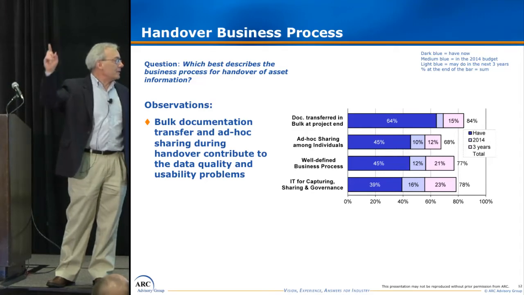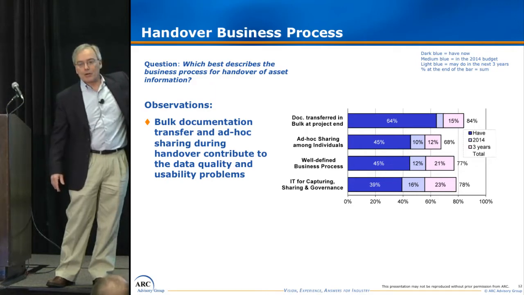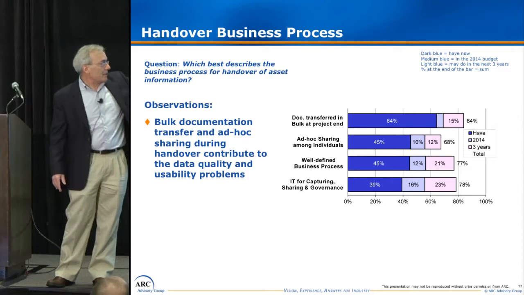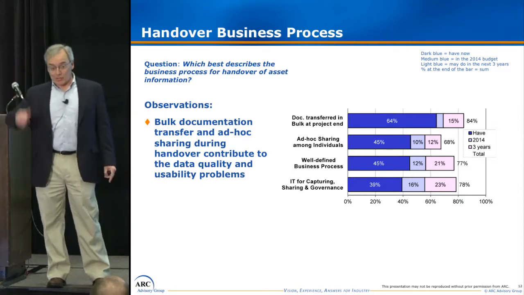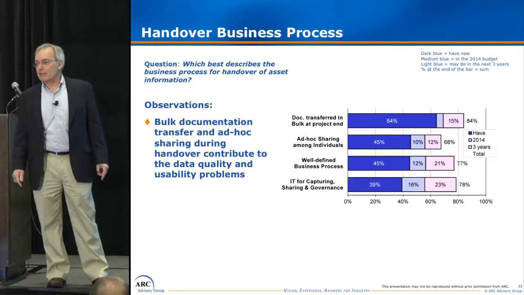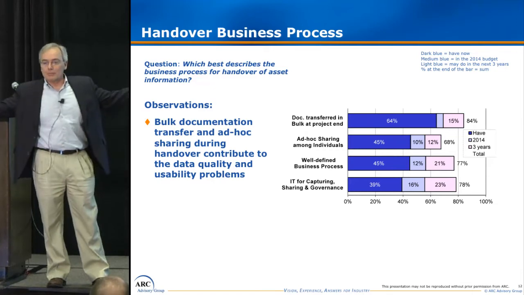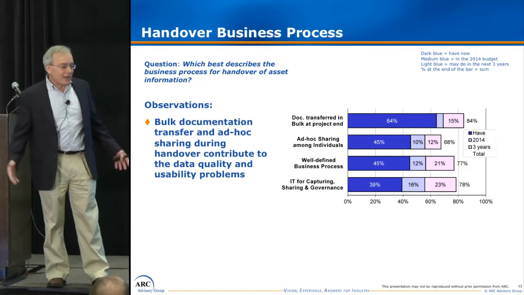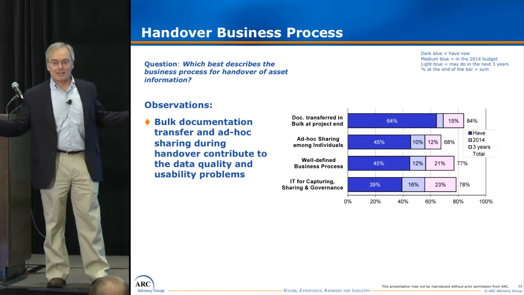And very little around a well-defined business process. Of course, people could check off multiple items in this question, and then the second one, the ad hoc sharing among individuals, that basically means you're calling somebody up on the phone or sending an email and asking them to email a document back to you. And to me, that's even worse than bulk transfer, because how do you know whether or not it's current, whether or not it is accurate, whether or not it's the right one you need? It's just totally chaos, out of control.